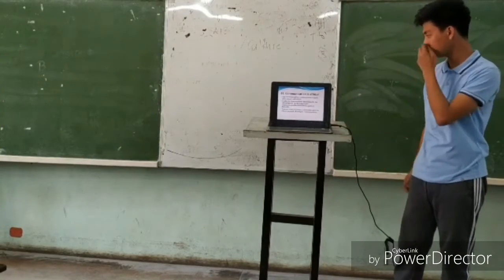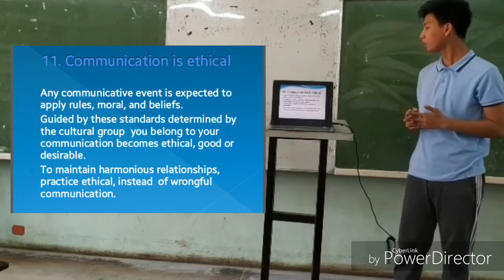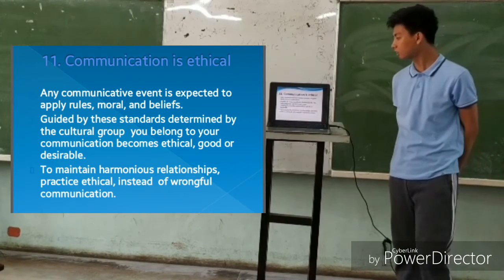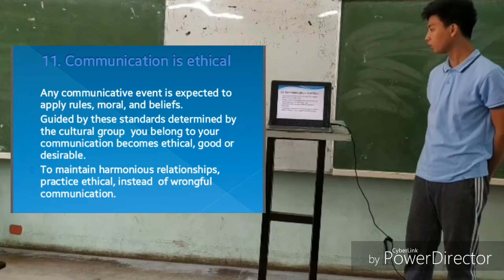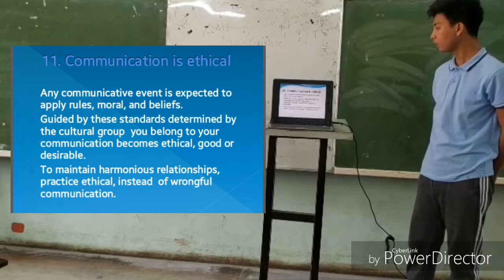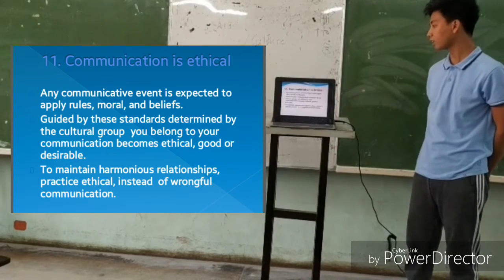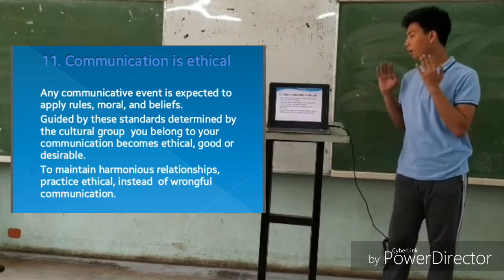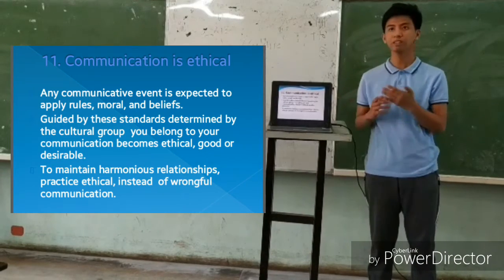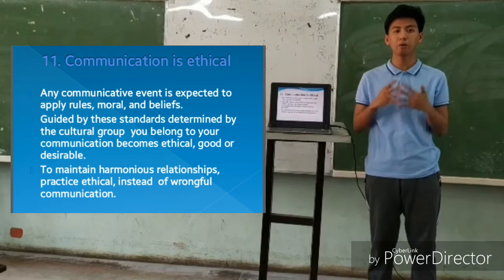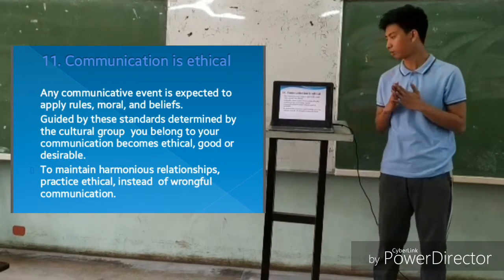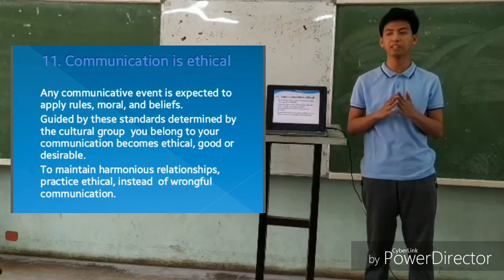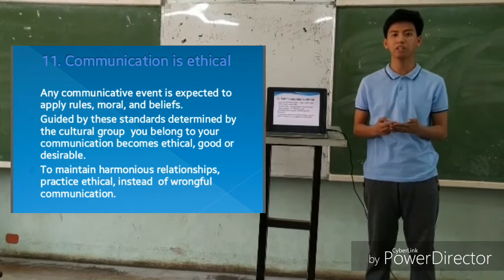So the other one is that communication is ethical. Any communication event is expected to apply rules, morals, and beliefs. Guided by these standards determined by the cultural group you belong to, your communication becomes ethical, good, or desirable. To maintain a harmonious relationship, practice ethical instead of wrongful communication. As we know, from the word ethical, it means ethics. So you must know the right and wrong moral action of a person. It is important for us to know that communication is ethical in order to establish a harmonious relationship with other persons.